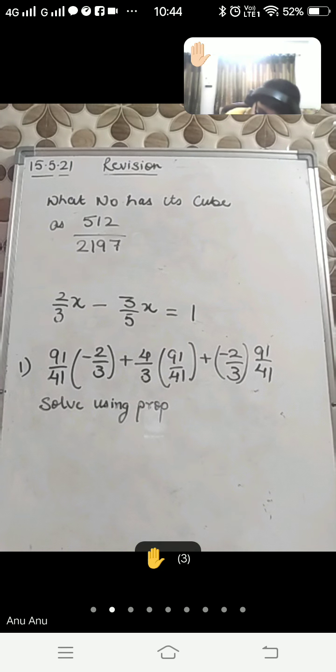Take 91 by 41 common. The terms that are left inside the bracket, you will take their LCM. LCM will be 3. And I think all the terms inside the bracket will cancel out, and that will be 0. So 91 upon 41 into 0 is 0. So the answer of this question must be 0. Have you done this? Getting the same answer? Answer of this question is 0.